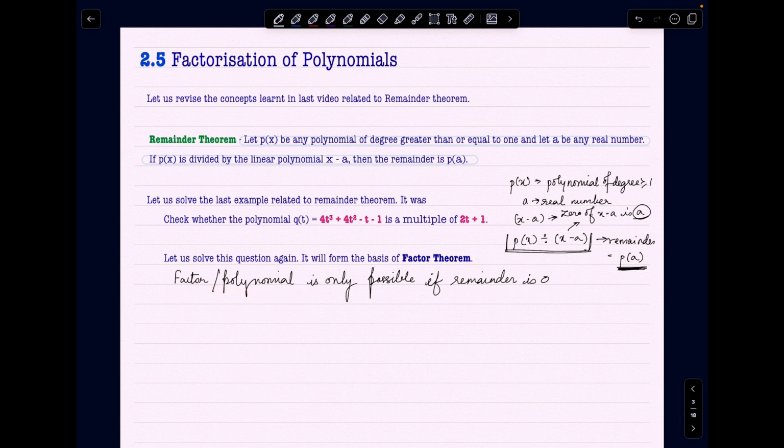So how do we find the remainder? We have already seen from the remainder theorem that if p(x) is divided by x minus a, the remainder is p(a). Instead of x minus a, here what is written?